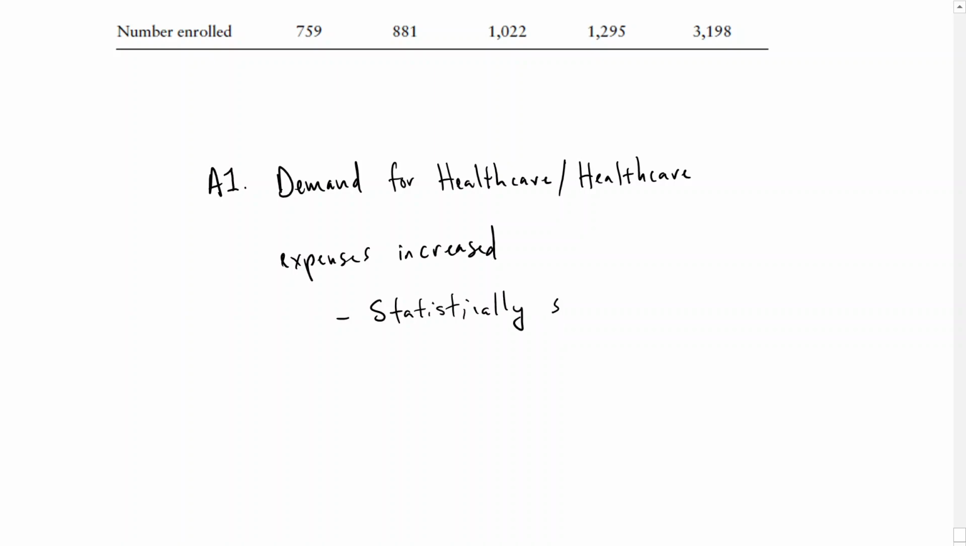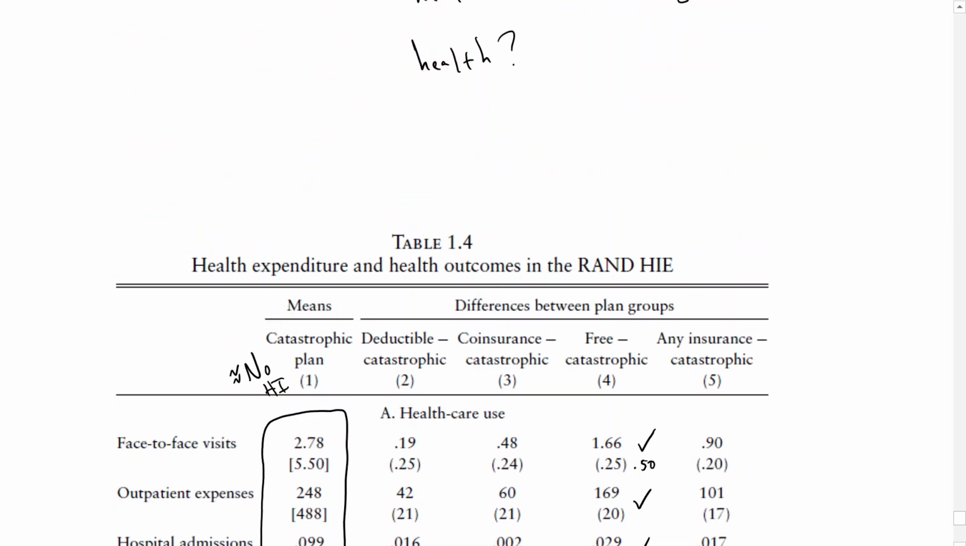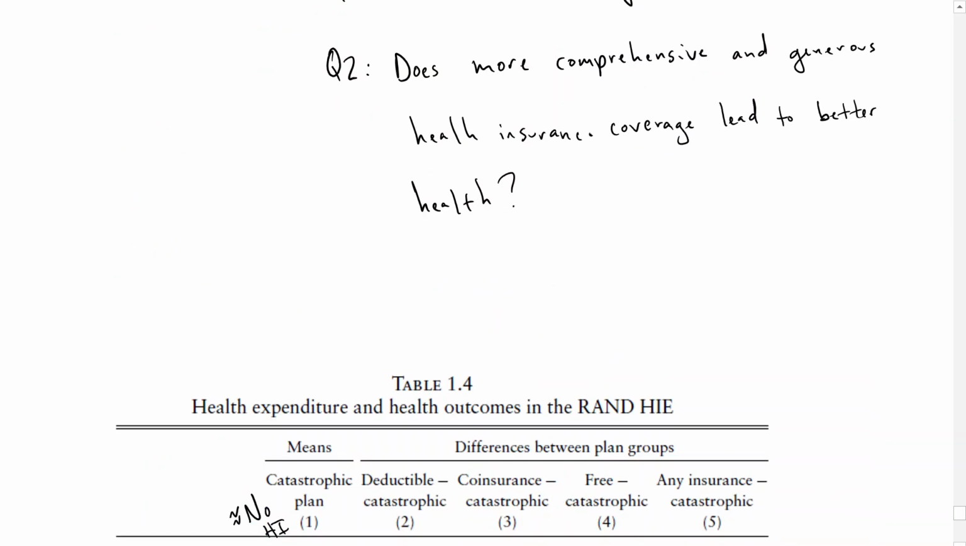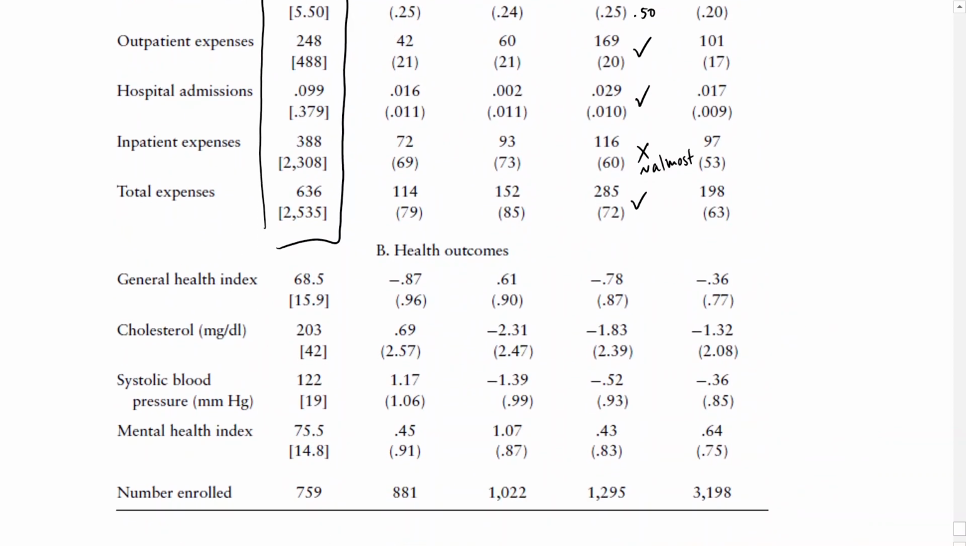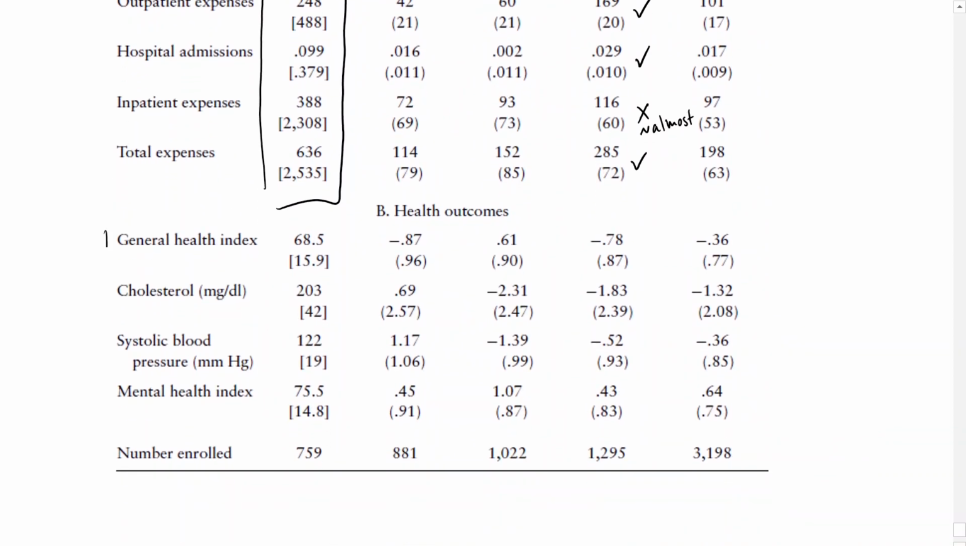Statistically significant. Okay, now let's look at our second question. How does health insurance affect health? That's this bottom panel here. So again, same ones: general health index, cholesterol, systolic blood pressure, mental health.